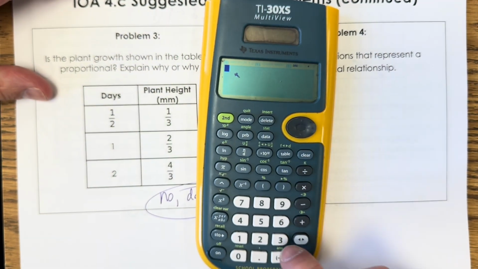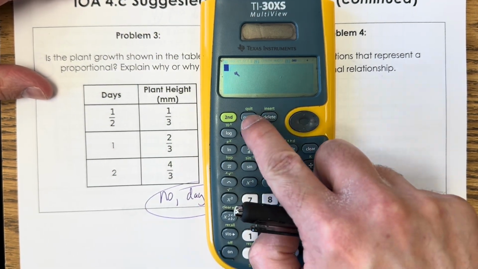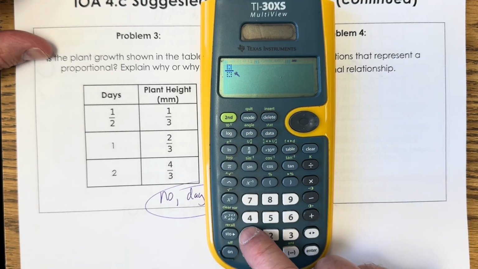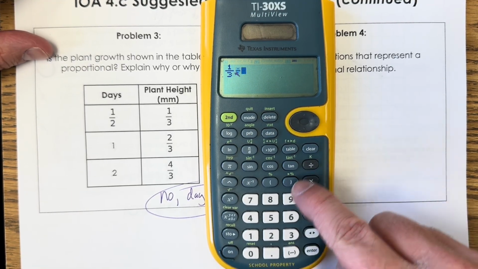Let's go to mode. Let's go to classic. Let's go to math print. All right. So let's see. 1/3 divided by 1/2.